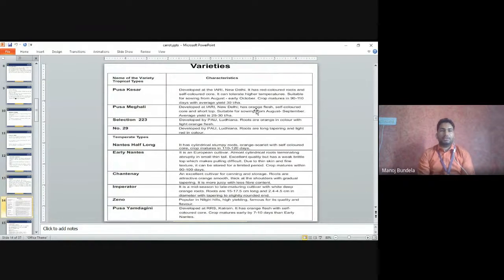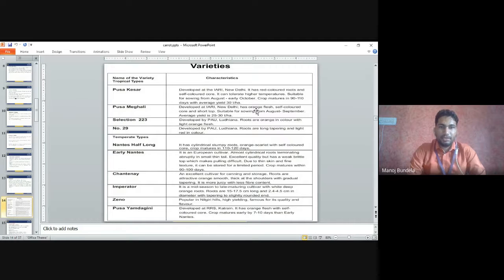So some varieties, like Pusa Kesar. Pusa Kesar is developed by IARI in New Delhi. It has red colored roots and self colored core. It can be tolerant to higher temperature, suitable for sowing in August and early October. The crop matures in 90 to 110 days.